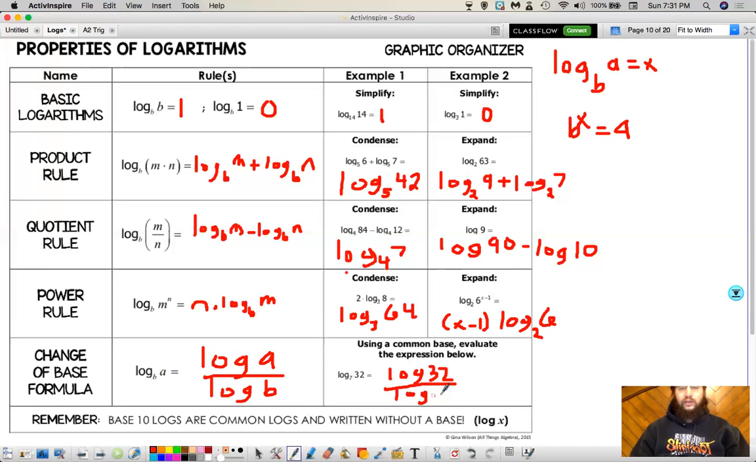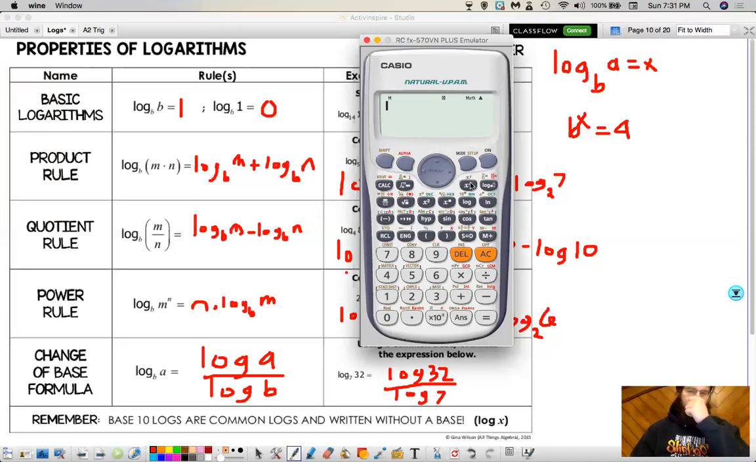And it can be log of any base. It can be natural log, common log, or even some random log if you really want to. But the only time it would really be useful is if you don't have this button to tell you that log base 7 of 32 is that decimal right there. You could say log of 32 divided by log of 7, and you get that same decimal.